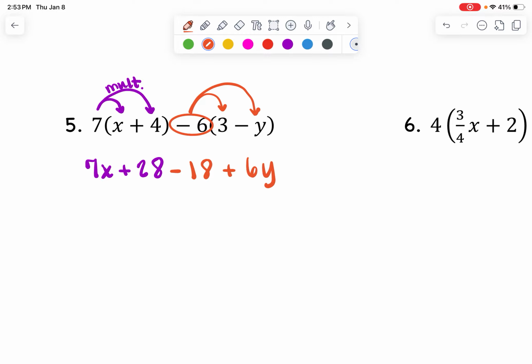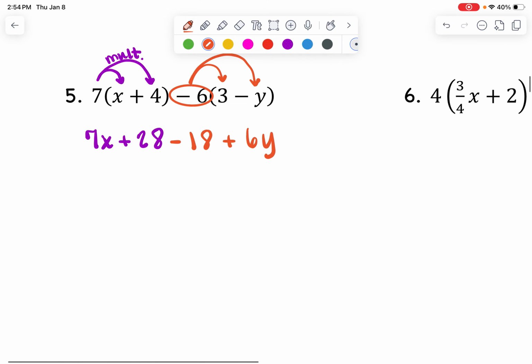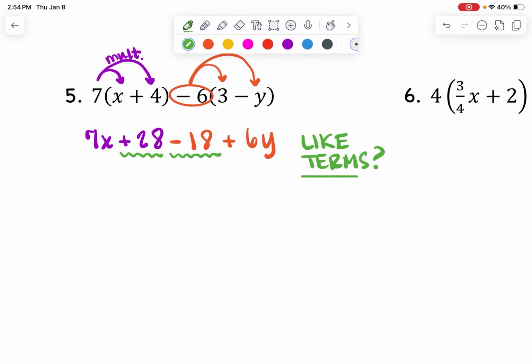Now, chances are when you've distributed twice, you probably will have some like terms that you need to combine. So that's on you to double check to see if you have any. So I'm going to put a little question here: like terms. That's always the question you need to ask yourself. When you get rid of all the parentheses, do I have any like terms that I can combine? And in this case, yes, I do, because I have a constant here and I have a constant here. So I'm going to bring down the 7x because I don't have any other x's. I'm going to go ahead and combine 28 minus 18, which is going to give me 10.